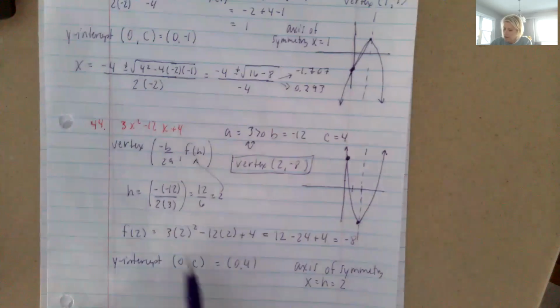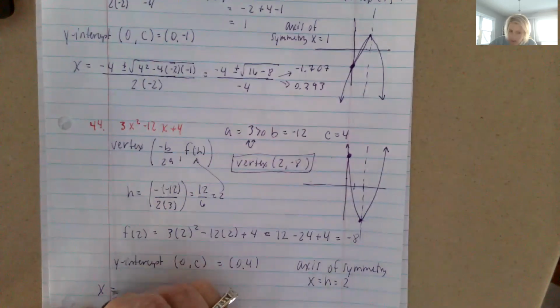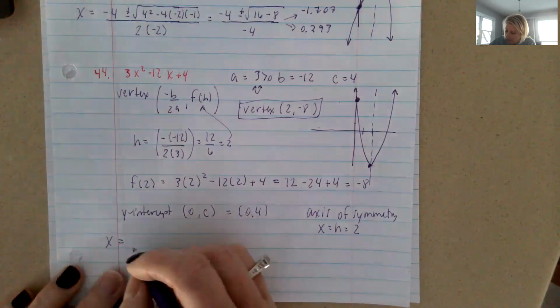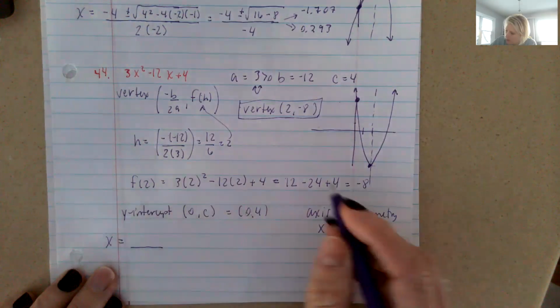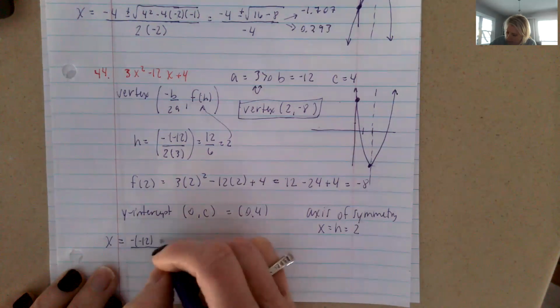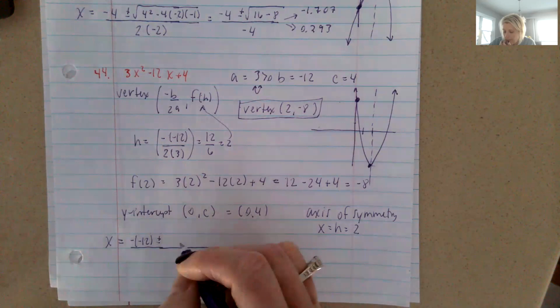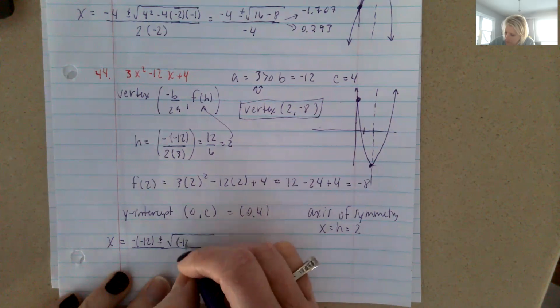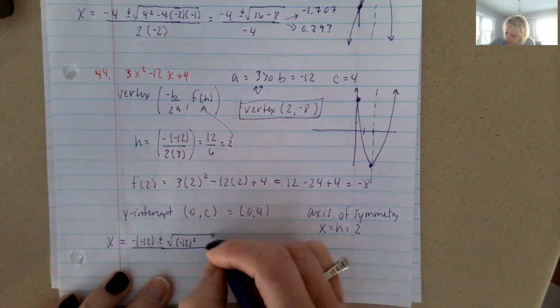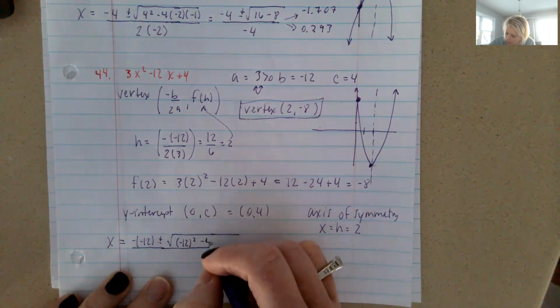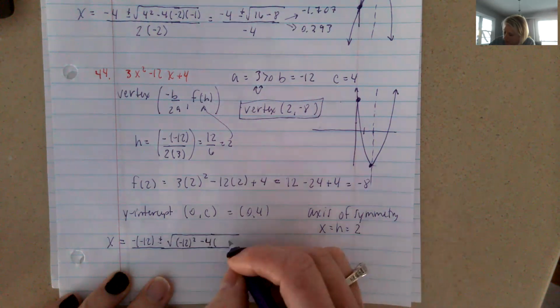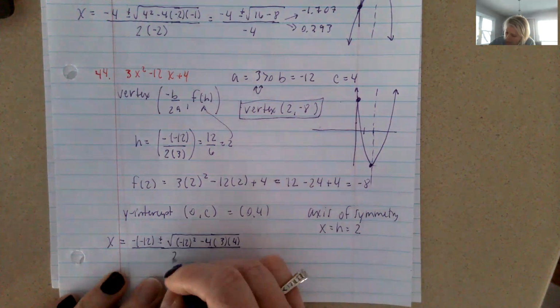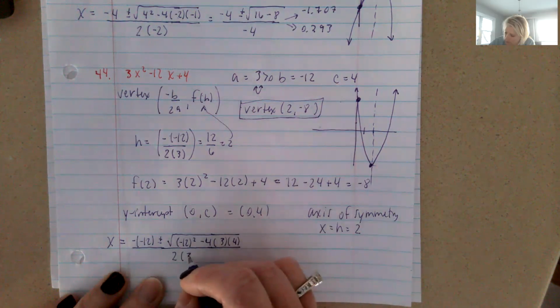Okay, so we have our vertex, our axis of symmetry, our y-intercept, and now we need our x-intercepts with the quadratic formula. So the opposite of b, which is negative 12, so the opposite of negative 12, plus and minus the square root of b squared, so I'm going to put that in parentheses, (negative 12) squared, minus 4 times a, which is 3, times c, which is 4, all over 2a, which is 6.